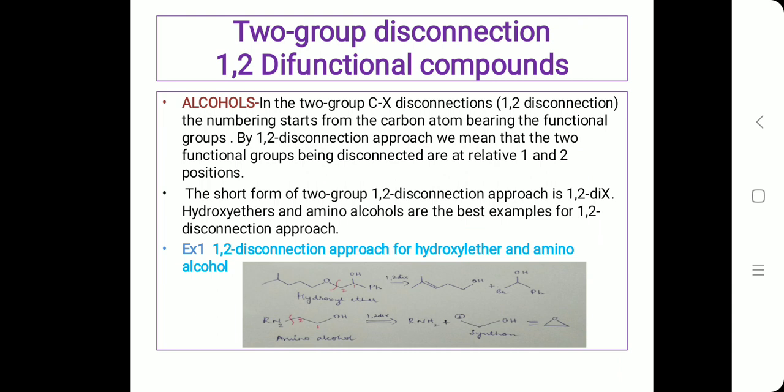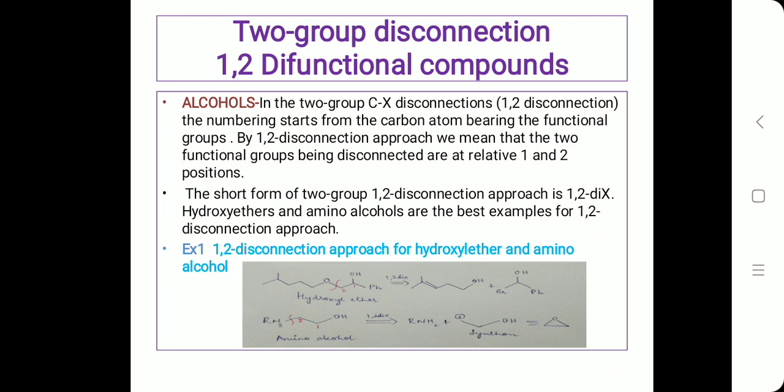So the first one is hydroxy ether. Now you can see that the carbon which is attached to the hydroxyl group is numbered 1 and the adjacent carbon to the left is numbered 2. Since here we are disconnecting the carbon 2 and the oxygen, you can see the disconnection mark. So that's the reason why this kind of disconnection is called 1,2 disconnection.